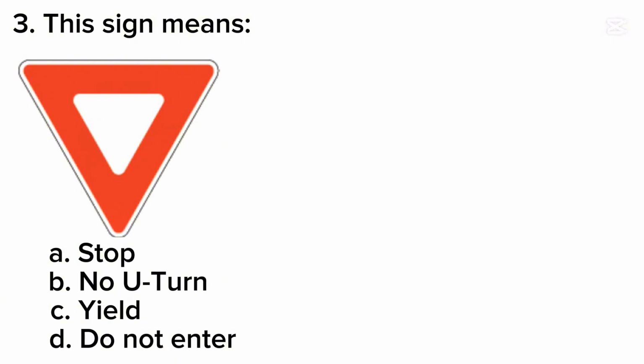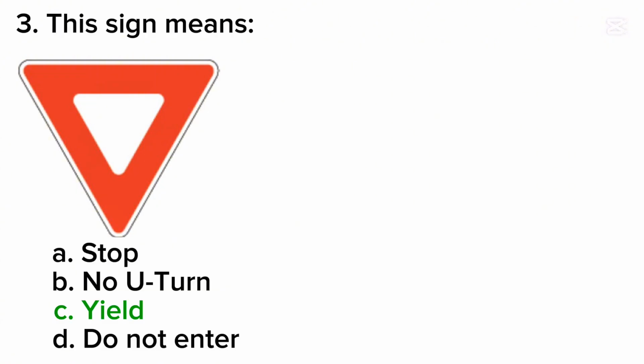Question 3. This sign means. What is this sign called? A. Stop. B. No U-turn. C. Yield. D. Do not enter. Let's write. The correct answer is C. Yield. This sign means yield.